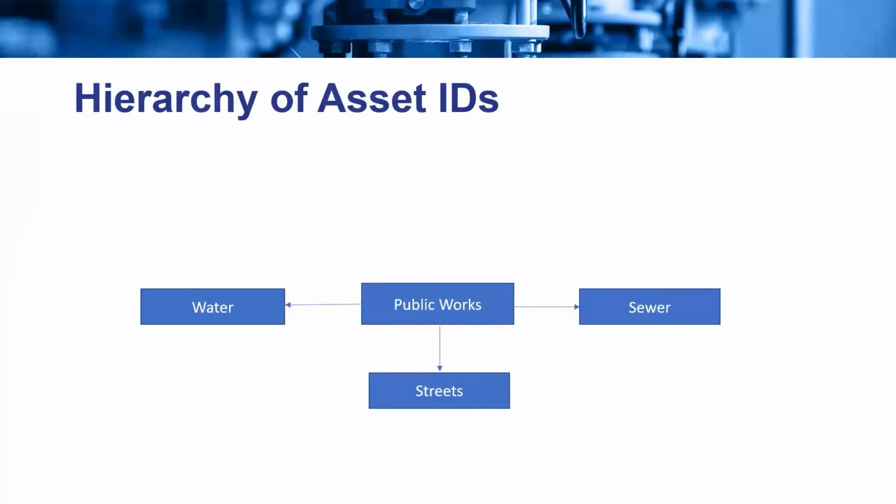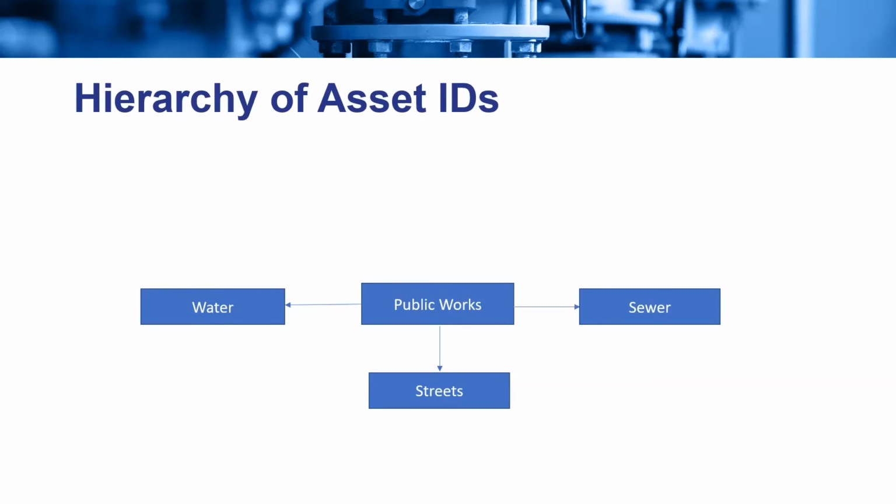So utilities are often not a standalone. They're in some other organizational structure. Many smaller utilities are going to have some sort of a public works type of situation as demonstrated here. So the public works department at a municipality may run streets, sewer, and water. There may be other things they are responsible for, but the general idea is that the asset ID naming convention should work for the other assets within your larger organization.